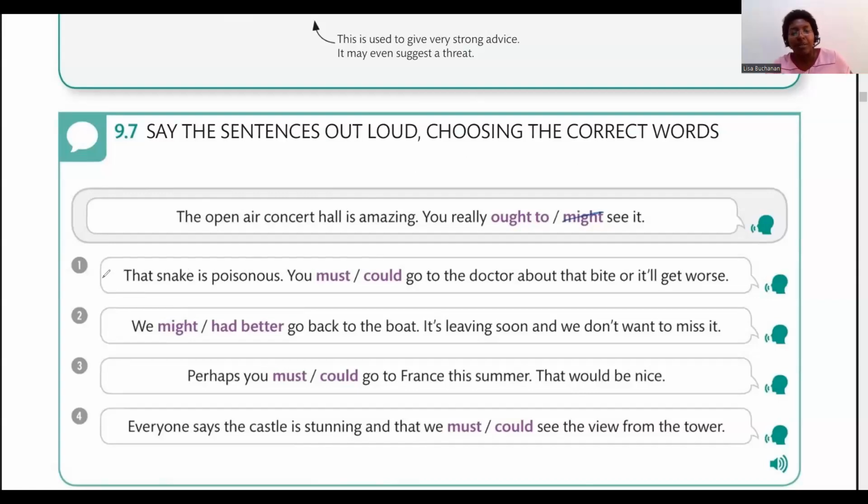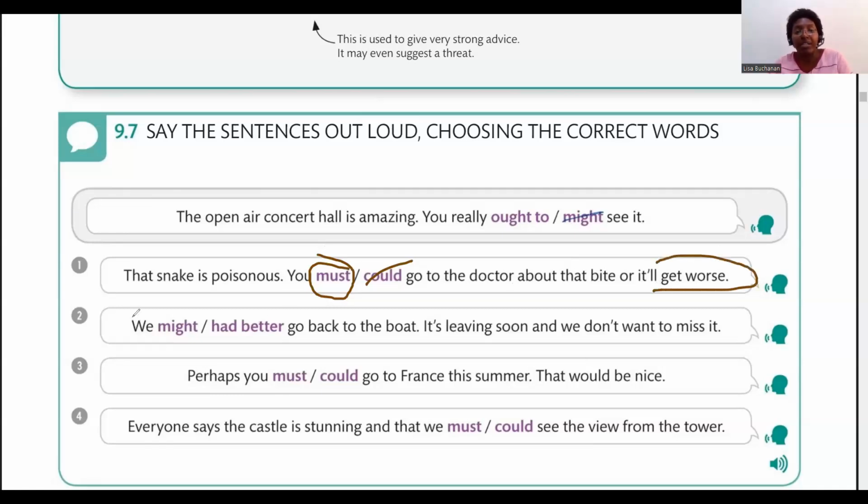Number one, that snake is poisonous. You must or could go to the doctor about that bite or it'll get worse. So are we going to give a general suggestion or a strong suggestion? We need must. Yeah, there are negative consequences. If you don't go, it's going to get worse. So we want that must.